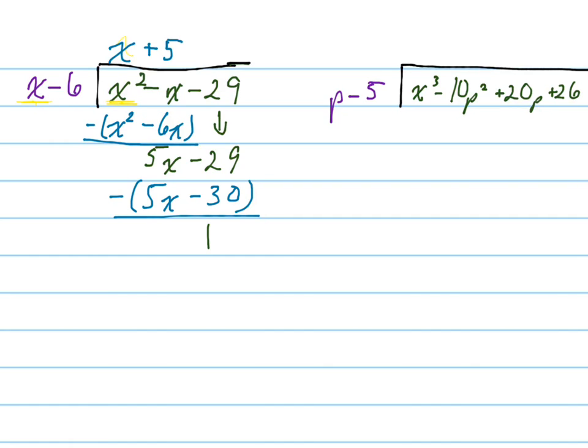Well, I'm going to write the remainder. This is how we write the remainder. We write it on top, plus, well, what is it? It's 1 over x minus 6. Okay? So that's how we write the remainder. We divided, we got x plus 5 plus the remainder, so it's r over what we were dividing by, r over my divisor. Okay?